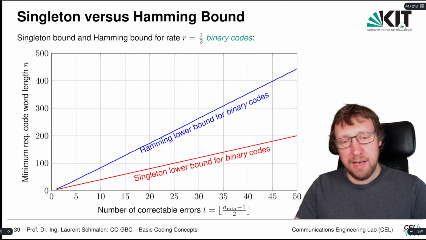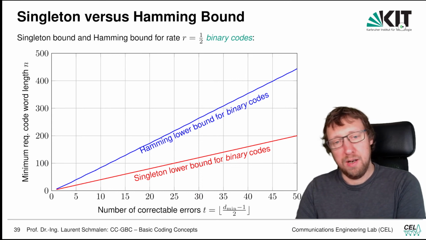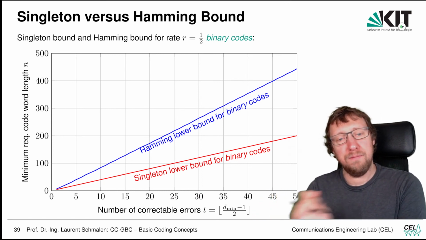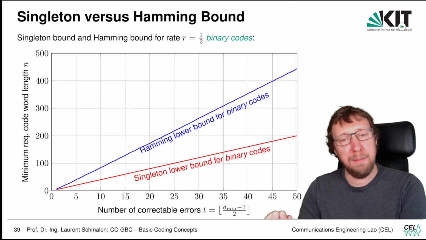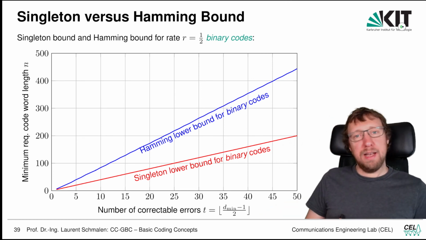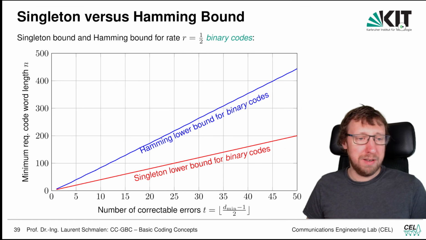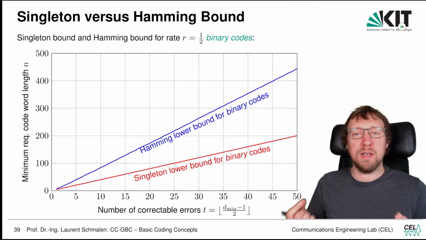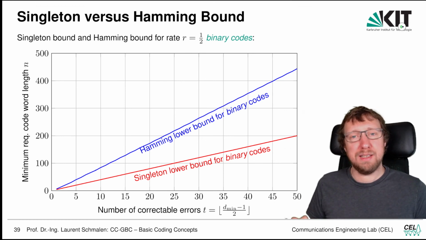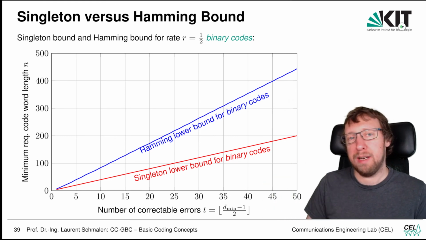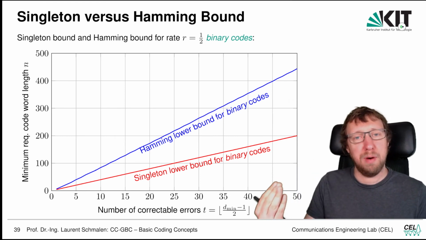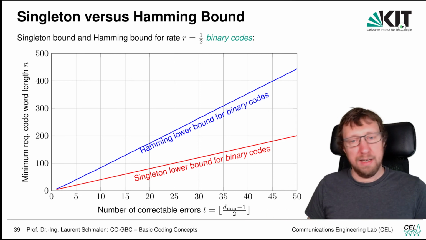Okay, so we have seen the singleton bound is not very powerful. It's much less powerful than the Hamming lower bound, but it is very simple to calculate with. And in some cases, we can use it to get very good results if you want to calculate, for instance, error correcting probabilities or error correcting upper bounds, which we will see later in this chapter.